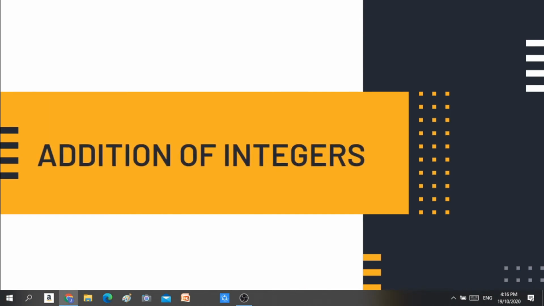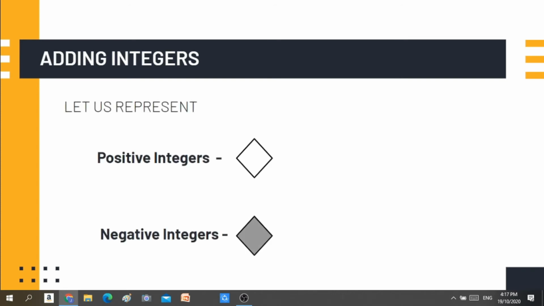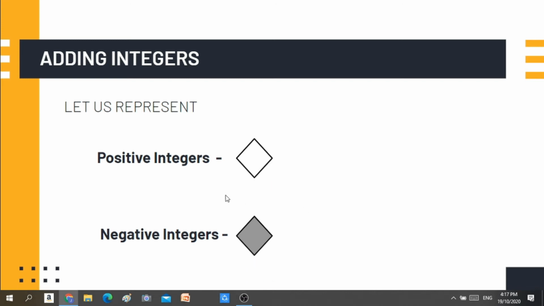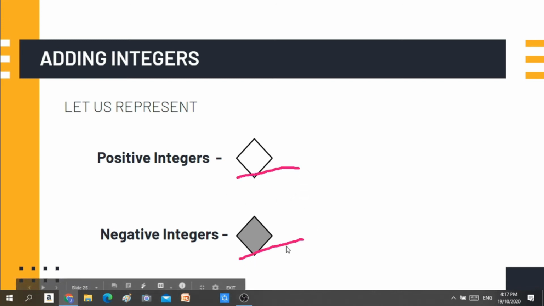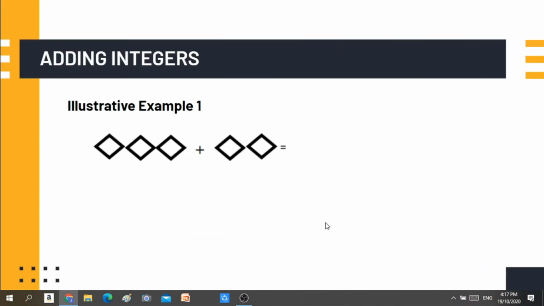I-try nga natin. In adding integers, let us represent muna para madalian tayo. Meron tayo ditong positive integers na nire-represent nitong diamond na white. And we have the negative integers na nire-represent nitong shaded na diamond or yung kulay gray. Okay? Again, pag positive, itong white. Pag negative, itong gray. Now, let's have an example. In your module, we have illustrative example number 1. I have here 3 white diamonds. So, this is positive 3. Correct? And then 2 white diamonds, meaning to say this is positive 2.